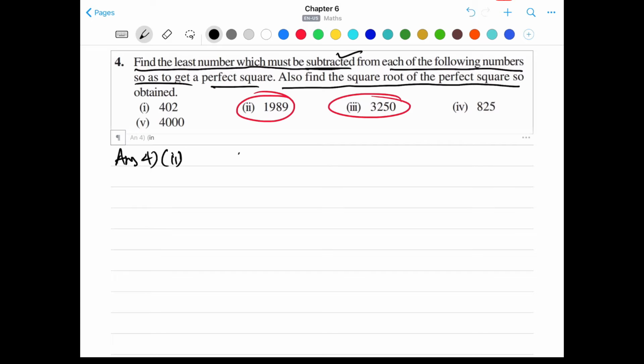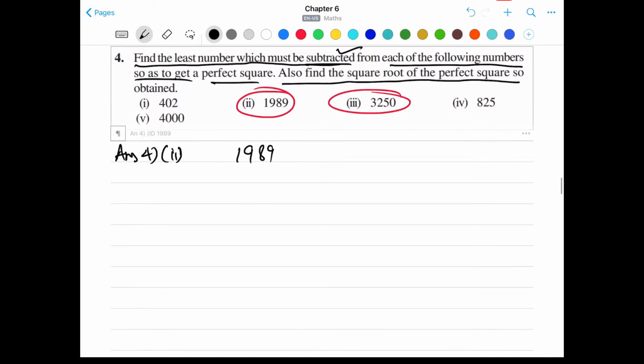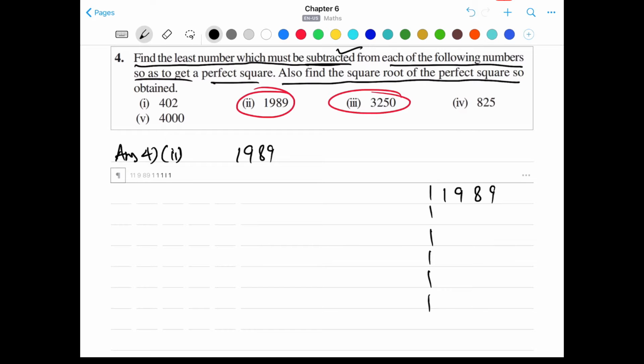Part second, the number given to us is 1989. So let's find its square root by the division method. First write the number here, 1989. Mark a line in front of the number and one on the upper side. Now the next step is to make pairs of digits from the right hand side. So we have 89 and 19.